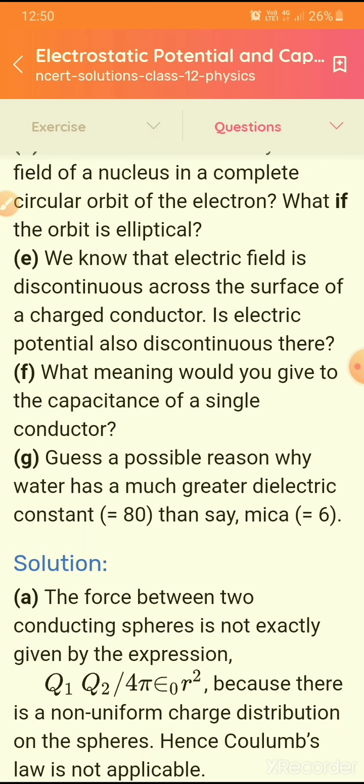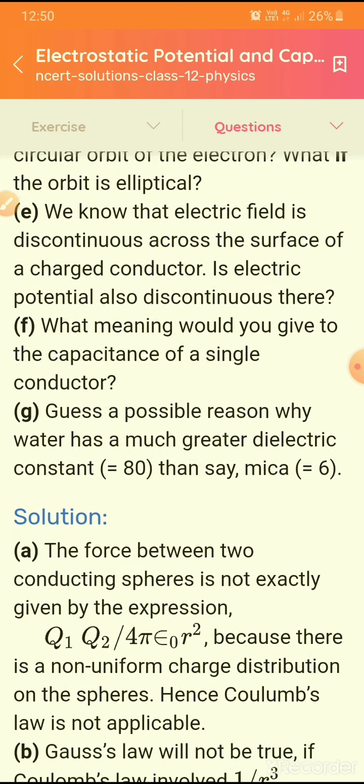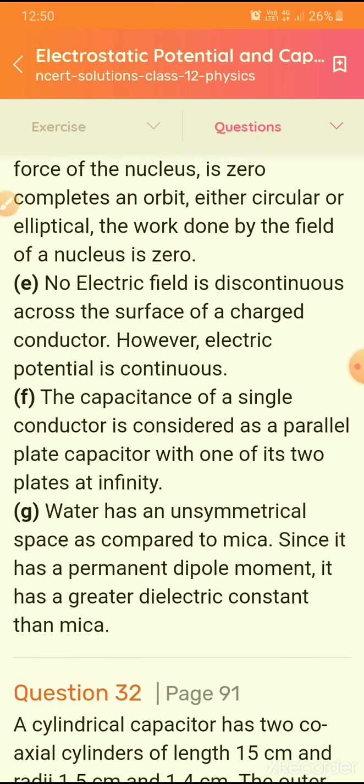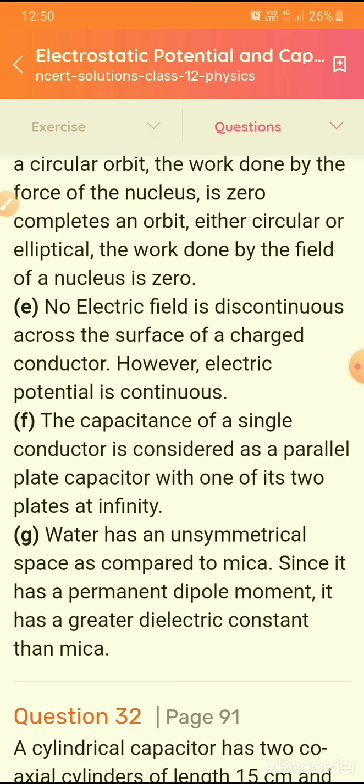We know that the electric field is discontinuous across the surface of a charged conductor. It will not be continuous. Is electric potential also discontinuous there? We have to find out. No. Electric field is discontinuous across the surface of a charged conductor, however, electric potential is continuous.